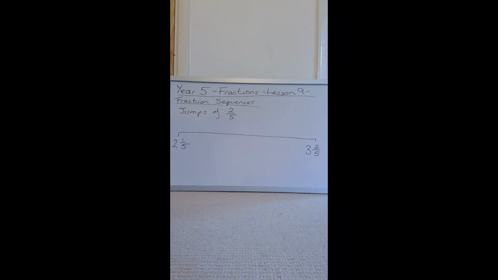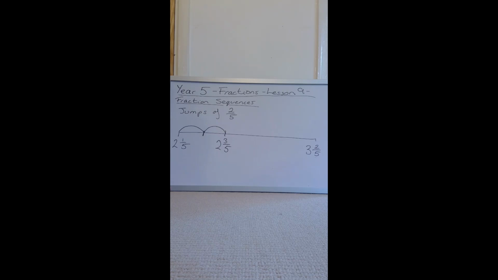So when solving this, you should have been doing jumps of 2/5. You begin at 2 and 1/5, and you do 2 jumps, 1, 2. This will take you from 2 and 1/5 to 2 and 2/5, and then 2 and 3/5. That's your first jump, 2/5.